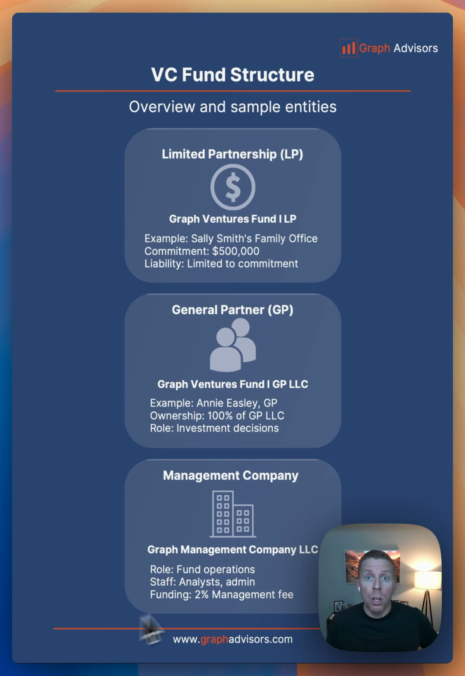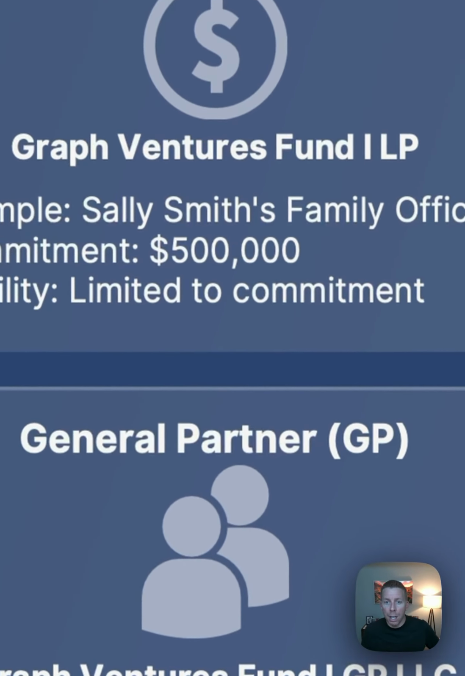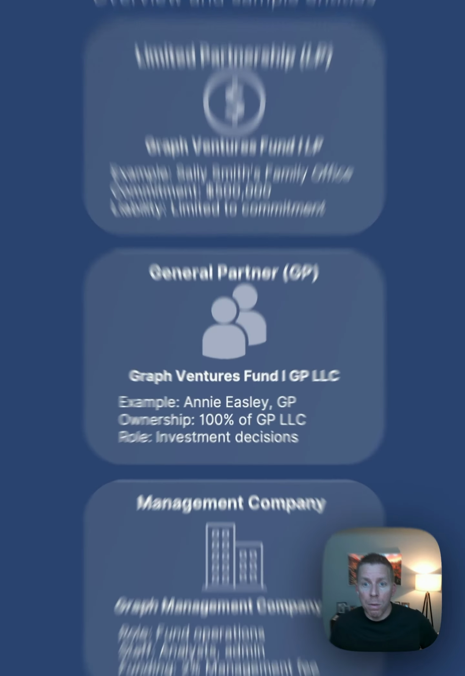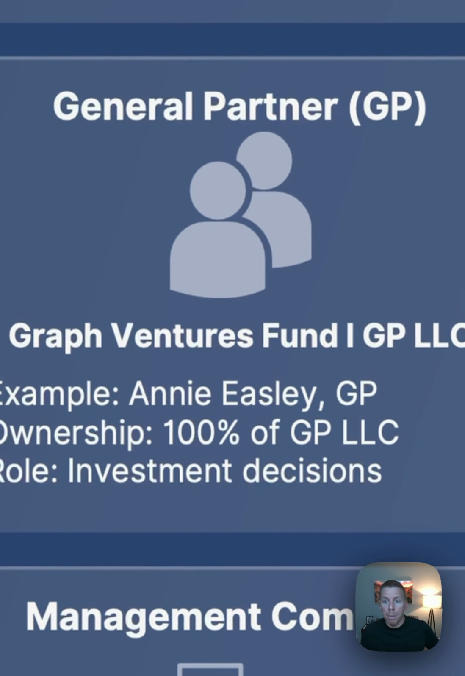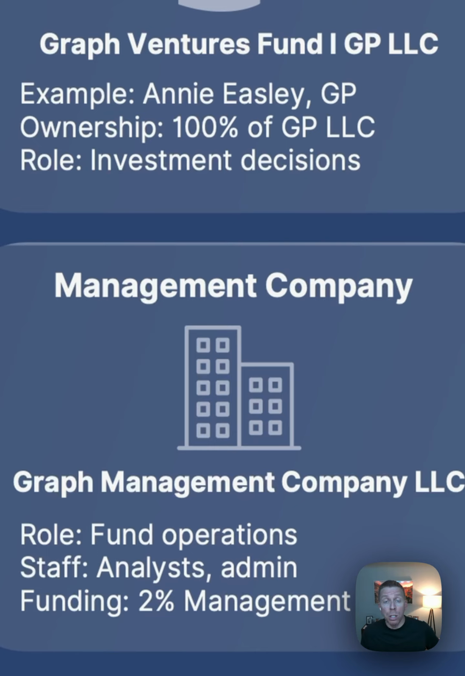So putting this all together, Graph Ventures is comprised of the following entities and actions. Sally Smith's family office is going to invest $500,000. Annie Easley, through Graph Ventures GP, makes investment decisions for the fund. And Graph Management LLC handles operations, using the management fees to pay salaries and expenses.